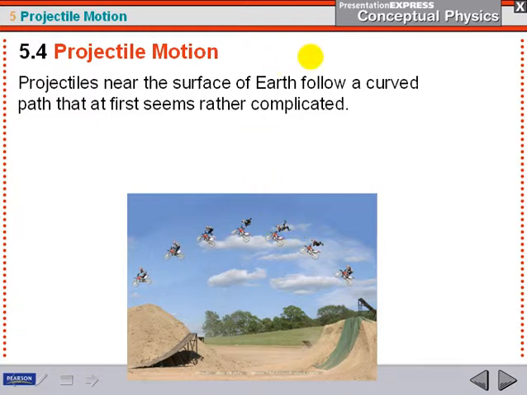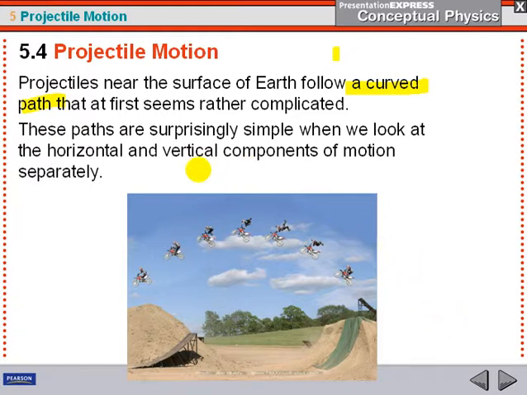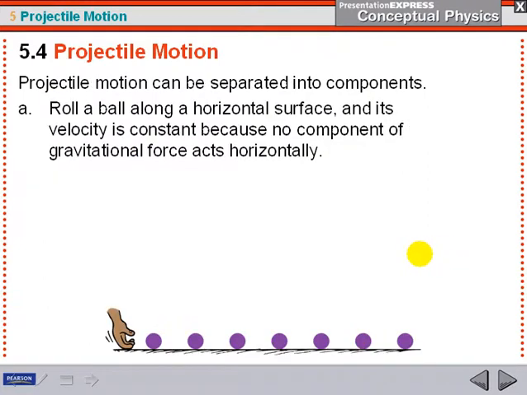So, projectiles near Earth are going to follow a curved path, and this curved path seems pretty complicated when you first look at it. This is a great photo of a curved path, and we're going to break it down so it's very, very simple for you. We're going to break it down into the two components, horizontal and vertical. And if you remember from 5-3, we said that the two components are separate from each other. They don't depend on each other.